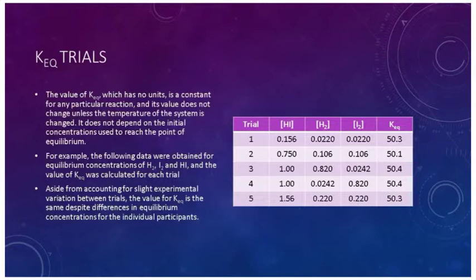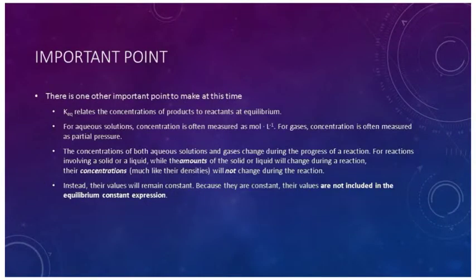So if you've noticed, this is the one that we looked at right here. We get about 50.3, and they changed the concentrations of the initial HI, and all the way through we ended up getting about the same Keq. Some important points.